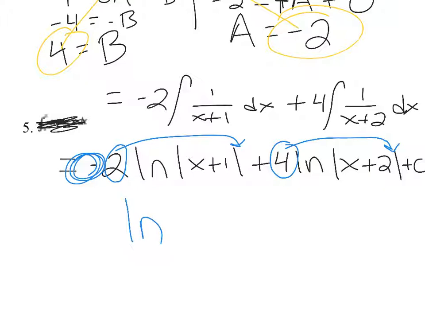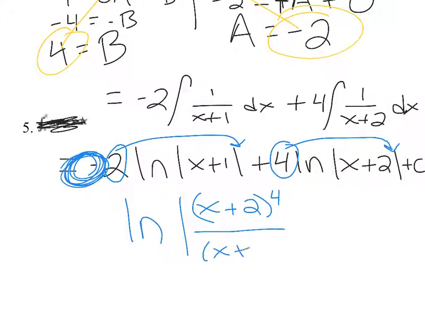And you're like, this is going to be the ln. It's going to be the absolute value, and it'll be (x+2) to the 4th, and then divided by. Again, this negative here makes that divided by, and it'll be (x+1) squared, close my absolute value, and don't forget that plus c at the end. So that would be how I would imagine the multiple choice answer to look.